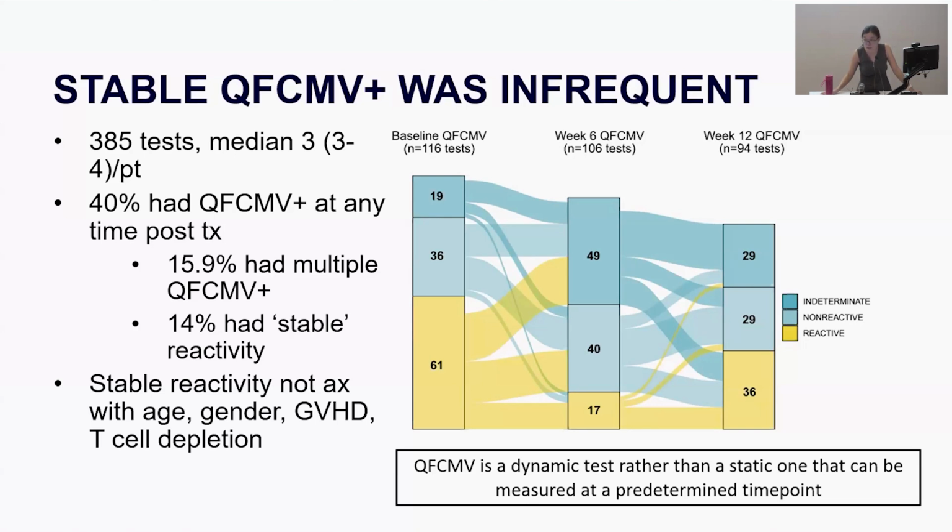And honestly, it was pretty dire. You can see in the alluvial plot on the side, the reactive tests are in yellow, and they're quite vanishingly rare. Certainly there's lots of crossover between states, and I think that's reflective of the fact that the net immunosuppression state of the patients varied so much. So what I think we can get from that is that QuantiFERON CMV is quite a dynamic test. It's not one that we can use at a predetermined time point.